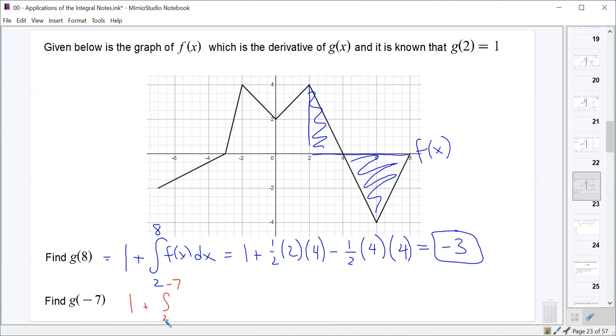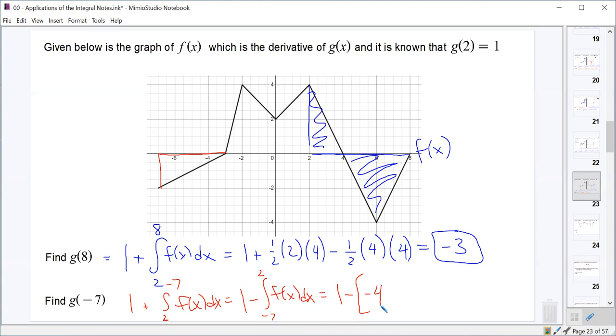And then to find g of negative 7, this ought to just be 1 plus the integral from 2 to negative 7 of f of x dx, or 1 minus the integral from negative 7 to 2 of f of x, so that we can go from left to right, which is 1 minus from negative 7 to positive 2. We've done all these before. This piece right here is below the x-axis. That's negative 1/2 base times height. And again, that one's negative 4.